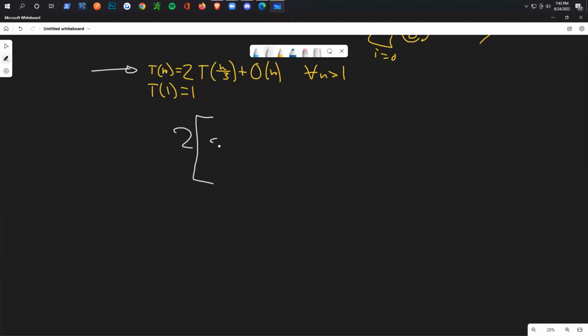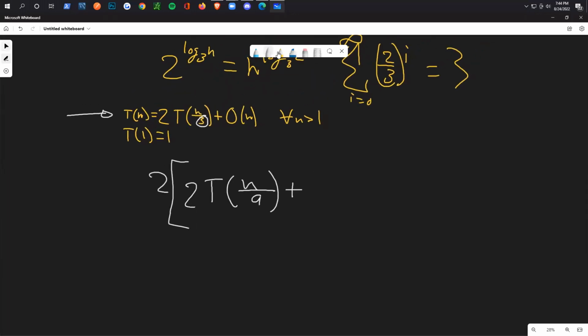So we have 2 times 2T(n/3). If we're dividing n by 3 in the next recursive call, then in the call after that we're going to divide by 9, if you think about it. If you divide by 3 in the next recursive call, we're going to have 9, so you're just going to square it. So right here is going to have 9, then plus. And this O(n), you can just think of it as n. You don't have to keep it in this format, just keep it as n.